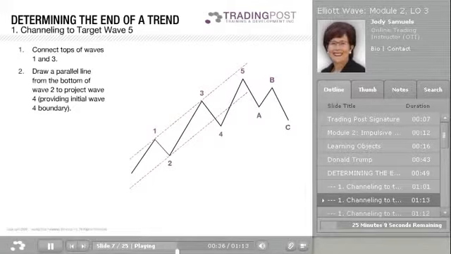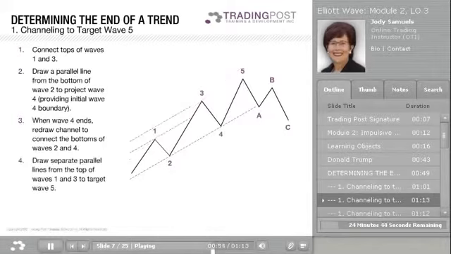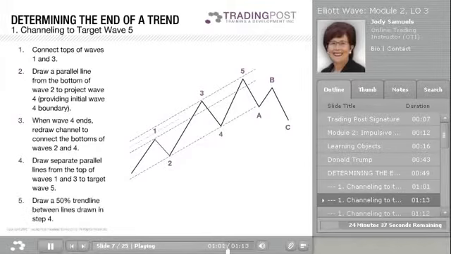At this point, for step 3, wait until wave 4 is complete and redraw the channel, starting by connecting the bottoms of waves 2 and 4. Step 4 is to draw a parallel line off the tops of each of the waves 3 and 1, as before. Finally, step 5 is to draw the parallel line halfway between the lines off waves 1 and 3. The wave 5 target should fall within this range. Sound complicated? It isn't really. It just takes practice.